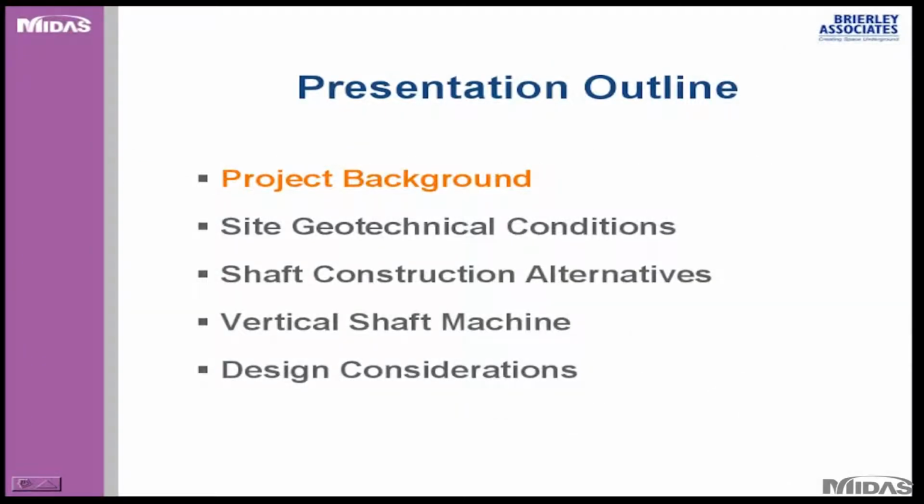During the course of this presentation, I will start by giving a brief background about the project, and then I will move on to give an idea about the geotechnical conditions at the launching shaft site. Then I will cover the different construction alternatives that were allowed by the owner for that specific location. Then I will describe the vertical shaft machine and the different components of the machine and how it works. And finally, I'm going to briefly cover some of the design considerations.